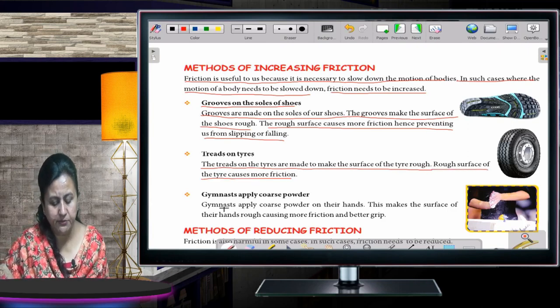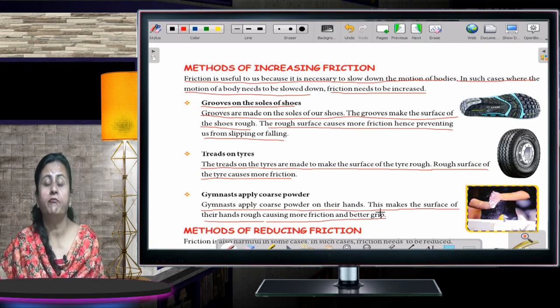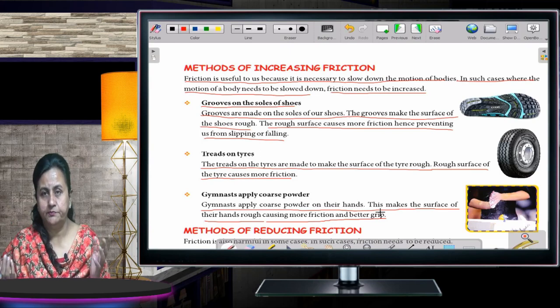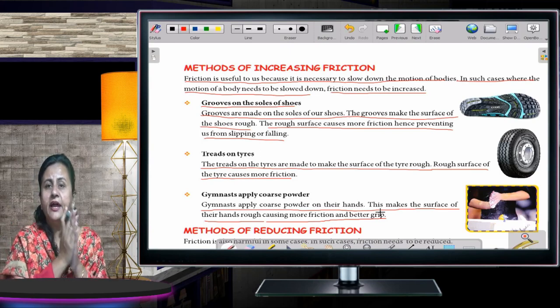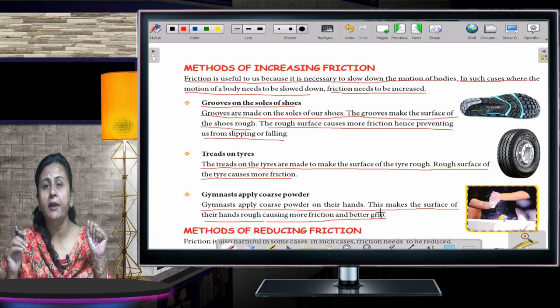Okay. Then gymnasts apply coarse powder. Gymnasts apply coarse powder on the hands. This makes the surface of the hands rough, causing more friction and better grip. What do the gymnasts do before picking up those heavy rods and all? They rub their hands with a coarse powder, which increases their gripping power.